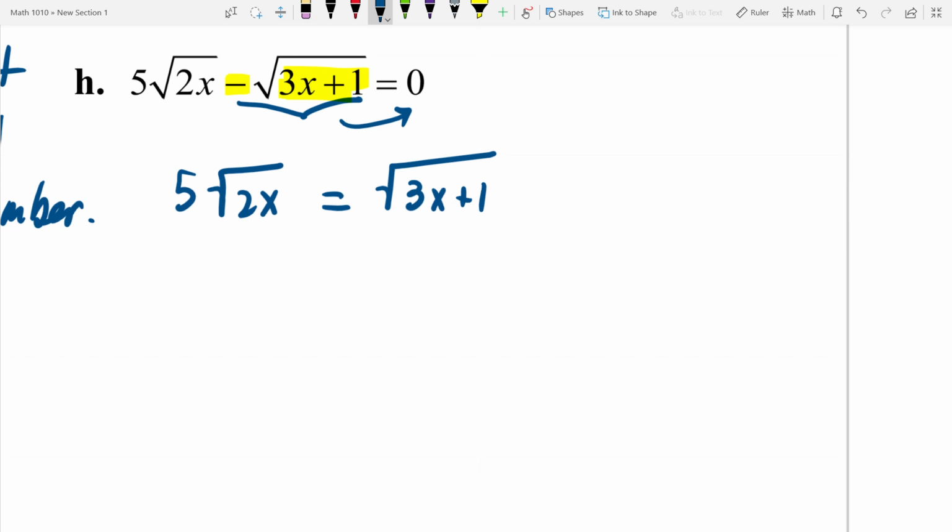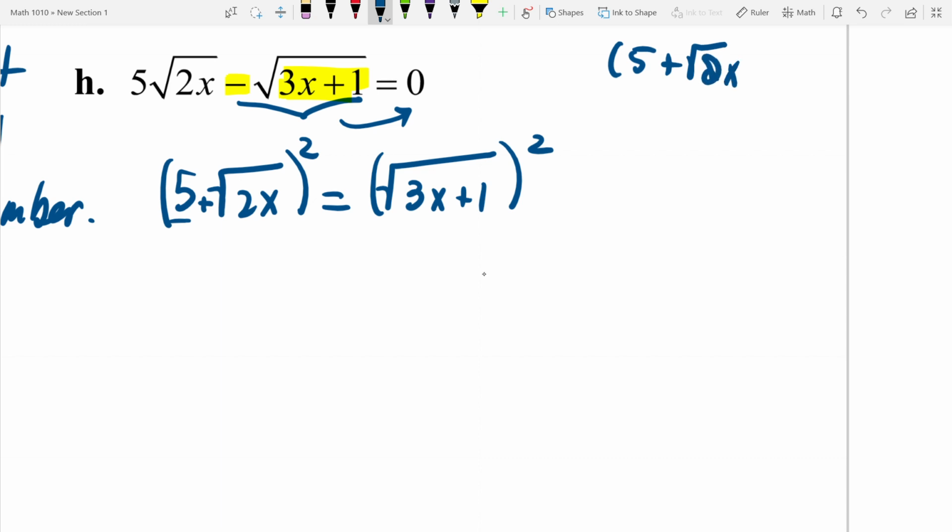Now, this is kind of awkward because you've got that 5 sitting there, and now you have to get rid of the root, so you have to square. That's okay. Just square it like this. Okay, you guys, the 5 is not added to the square root of 2x. If it was, you would have to write 5 plus the square root of 2x times 5 plus the square root of 2x, and you would have to FOIL that. But it's much easier than that because it's not added. So all you have to do is square the 5.